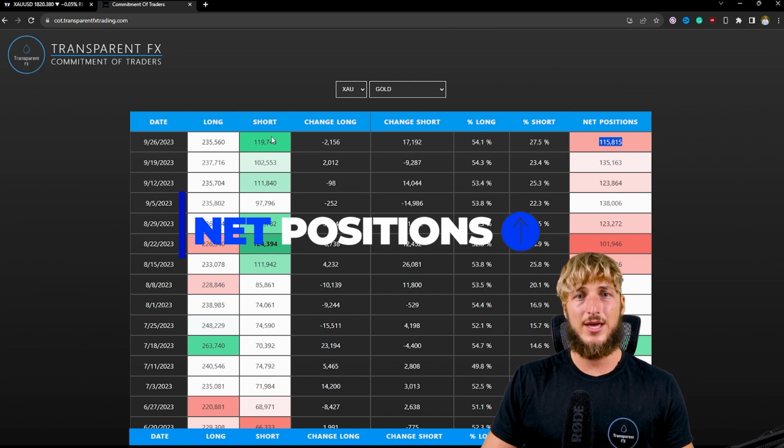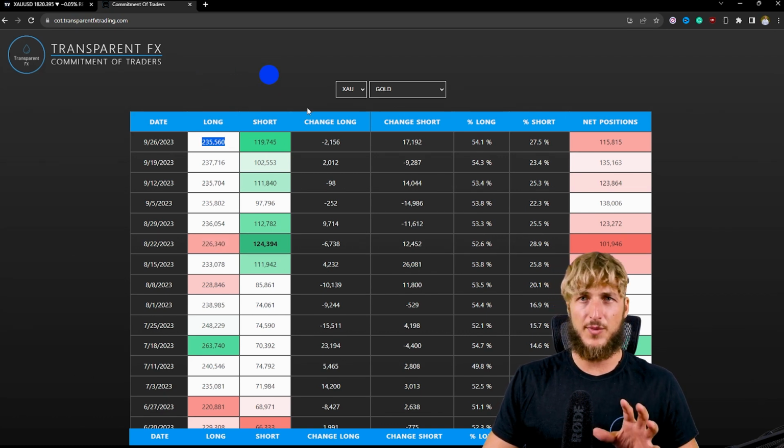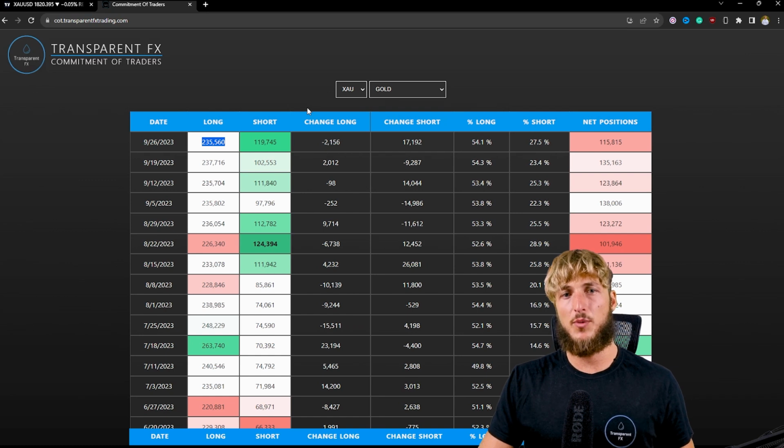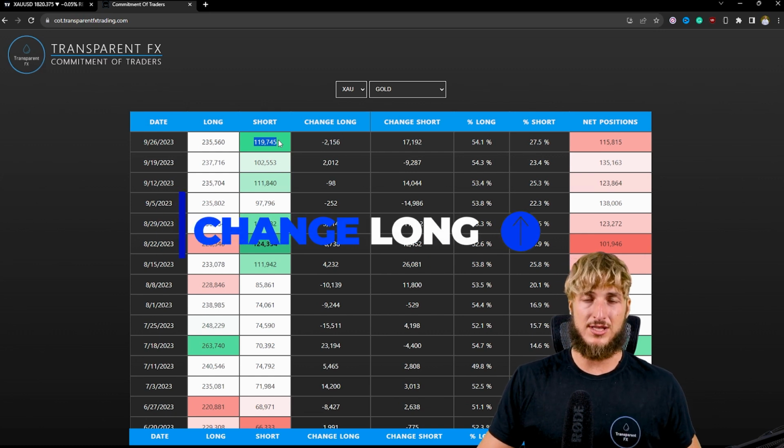So we can see how institutions have started decreasing their shorts that went from 124k to 119k and increasing their longs that went from 226K to 235K. So from an institutional perspective, at the moment we have 230,000 longs and 119,000 shorts. So we still have way more longs than shorts.